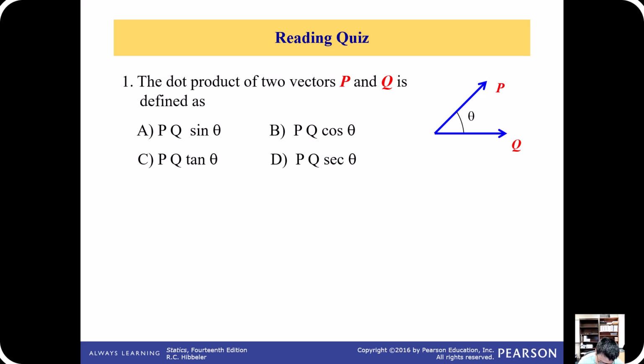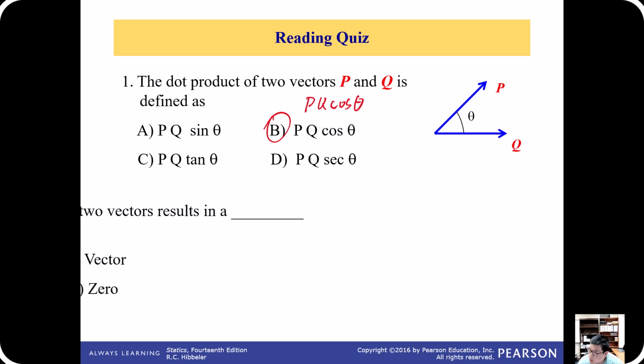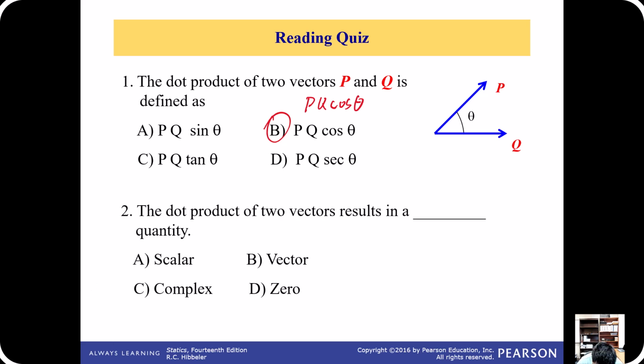It should be as easy as p q times cosine theta. The answer should be B. Number 2: the dot product of two vectors results in what quantity? Whether that's a scalar, vector, complex, or zero. The answer should be the scalar. That's the dot product.